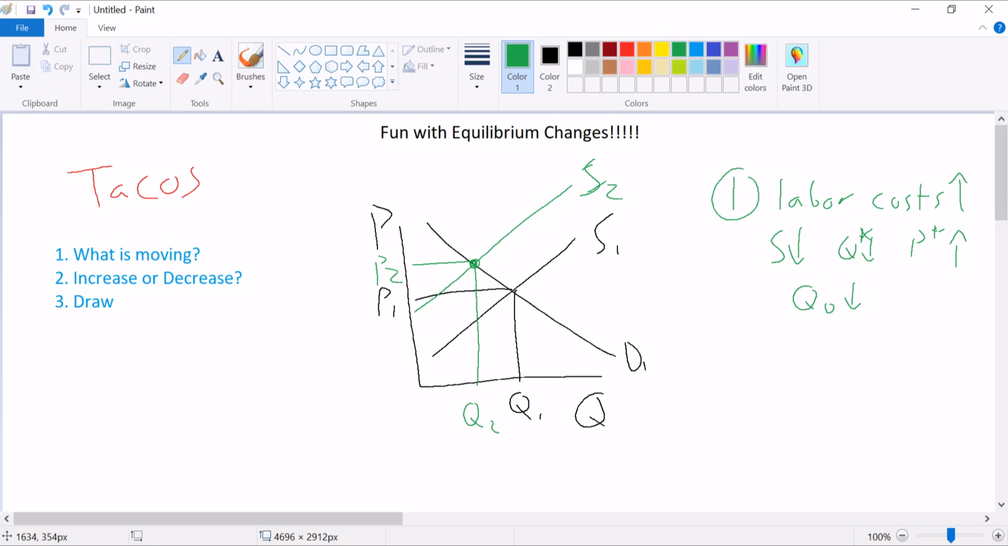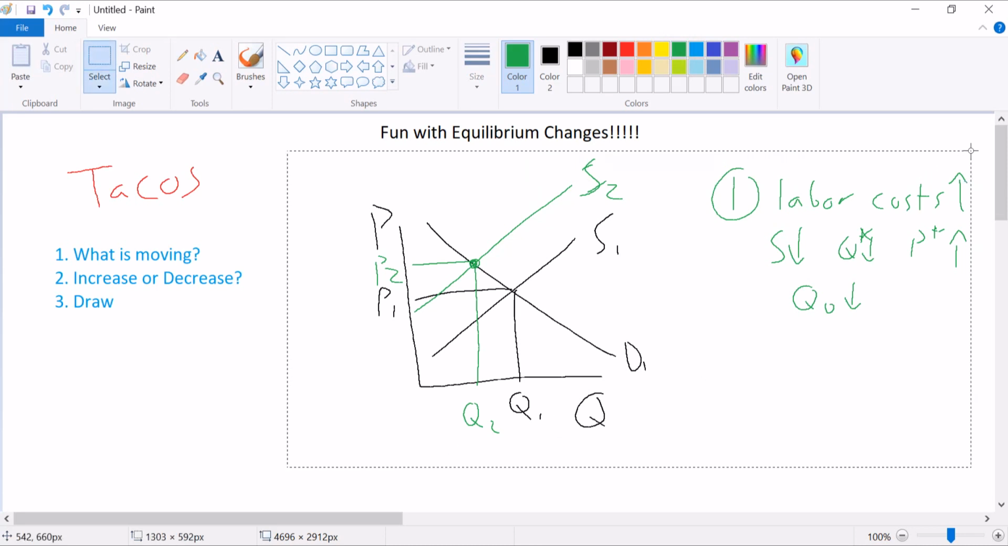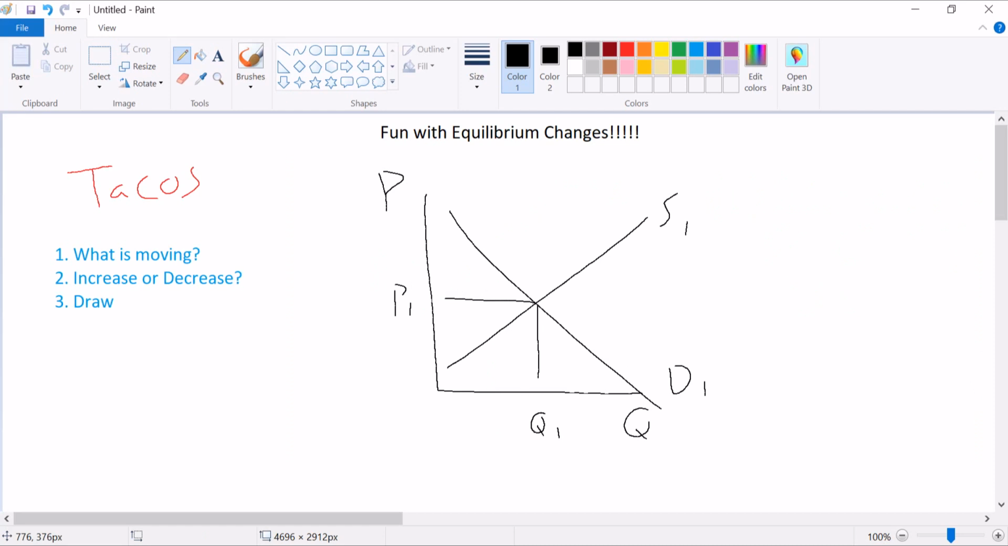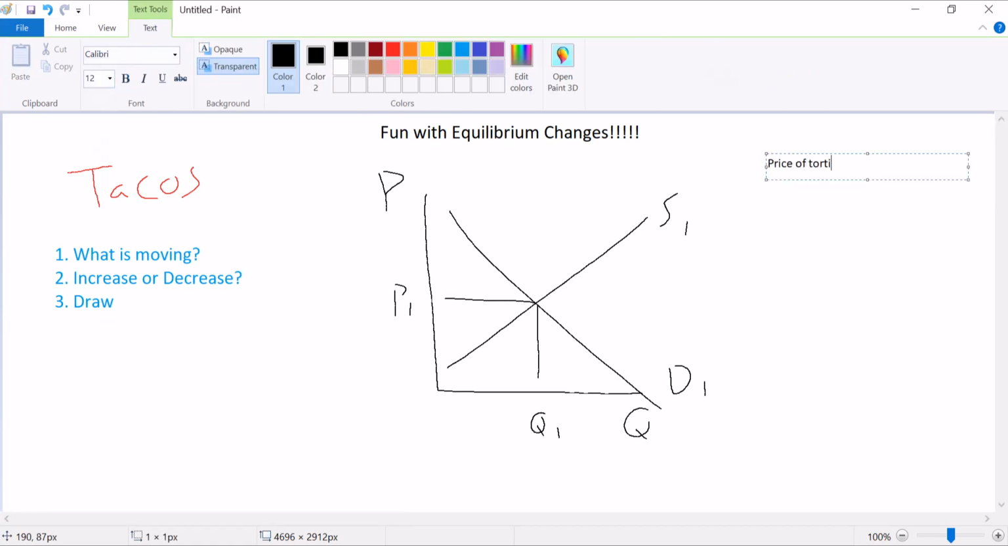Okay, hopefully that will make sense, but if not, no sweat, because we're about to do another example. What if instead of changing labor costs, we said that farmers had a great year and they had tons of corn? Price of tortillas falls. If you've never had a taco or don't know what they're made of, tortillas are an ingredient in making them. So this is another input cost example. And so let's go through our three steps.